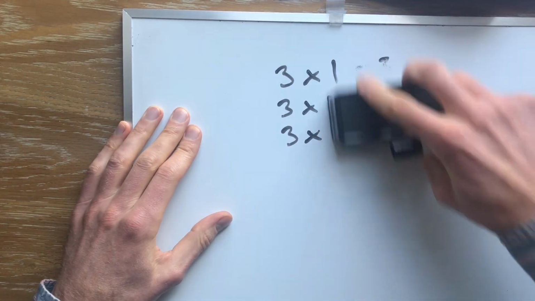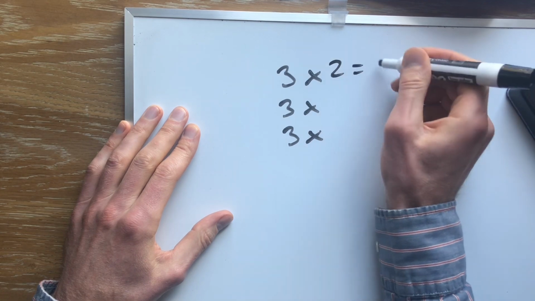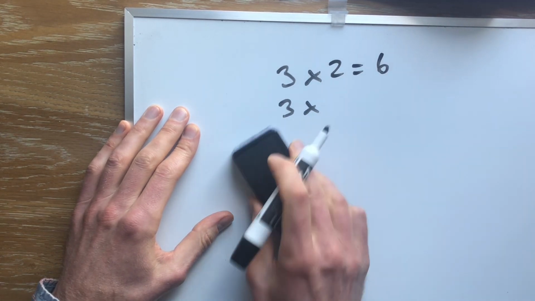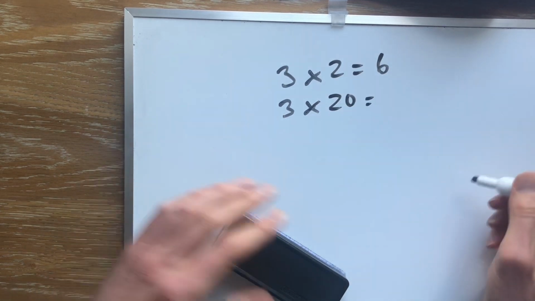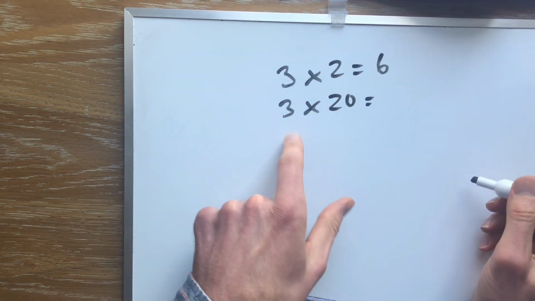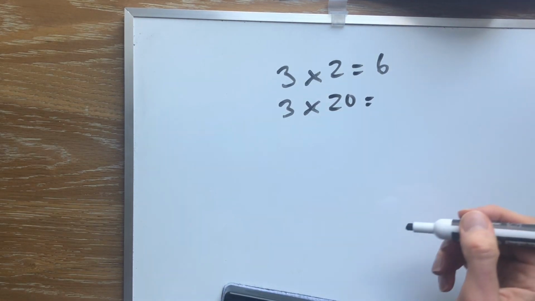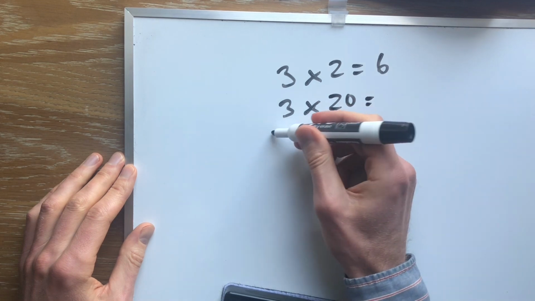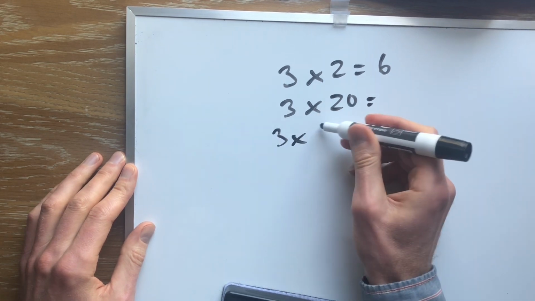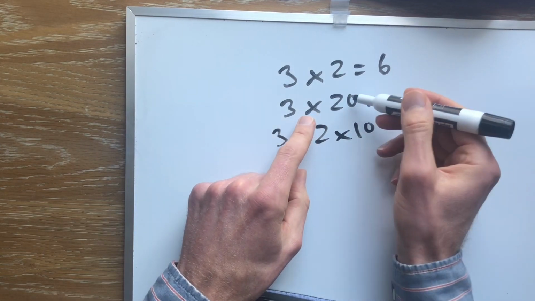So what if it's like 3 times 2? Well, 3 times 2 is 6, right? So what's 3 times 20? Again, we can just go 3 times 2, but we're talking about 3 times 2 tens, so that is 60. And the reason why you can do that is because 3 times 20 is the same as 3 times 2 times 10, right? It's 2 tens, which is 20.